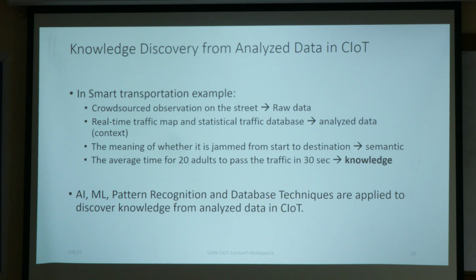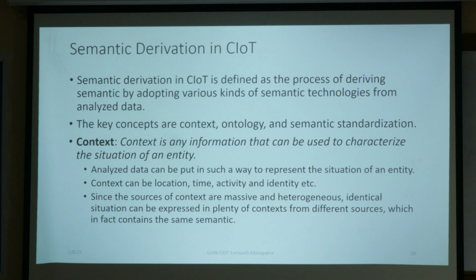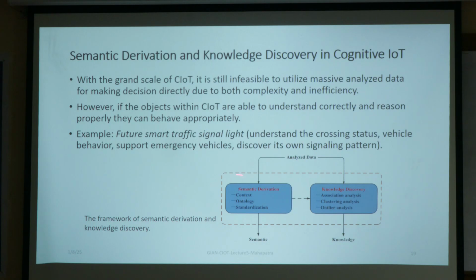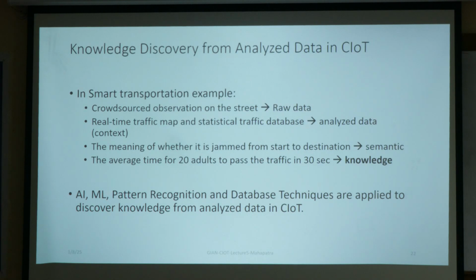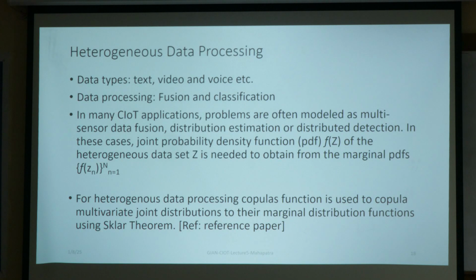Then we did the left part, which gives semantics. Now let's look at the right side: knowledge discovery from analyzed data in CIoT. How is that done? In the smart transportation example, remember that there was a picture. We'll go back.